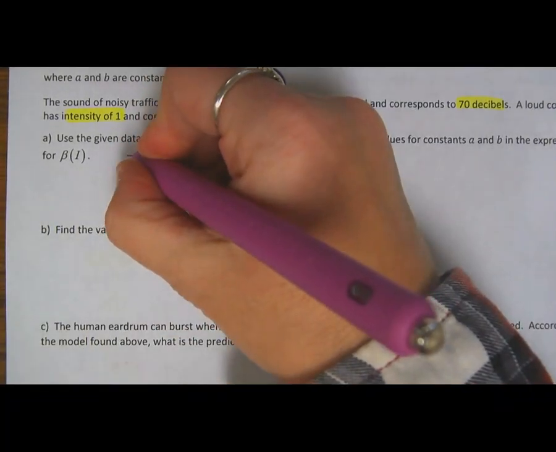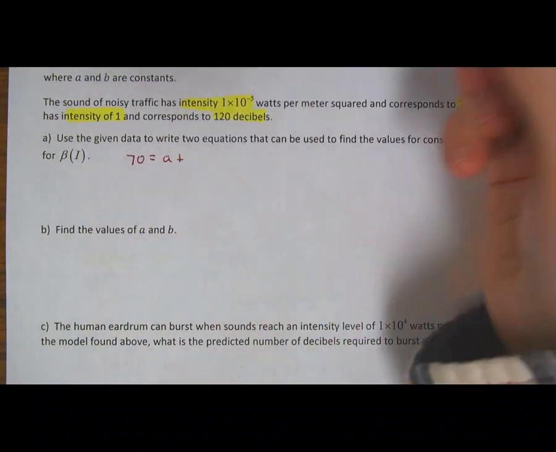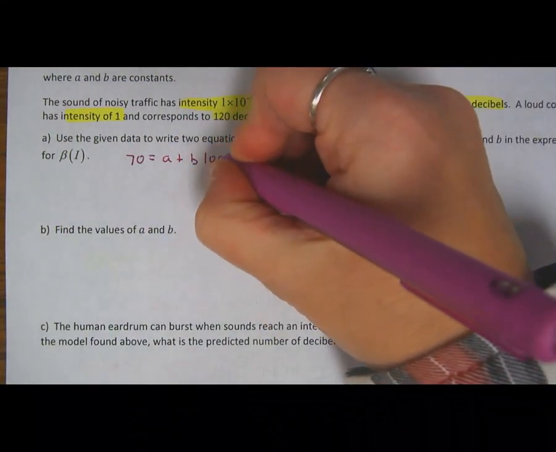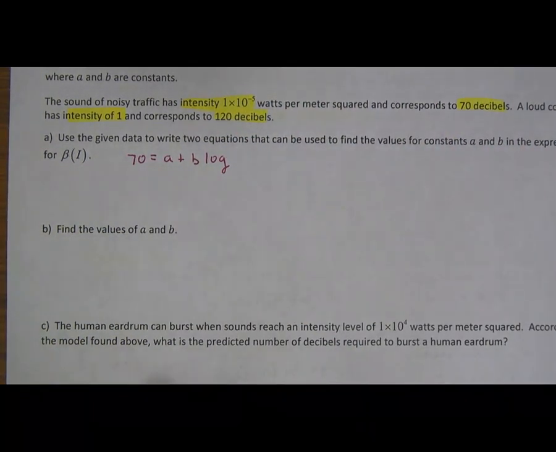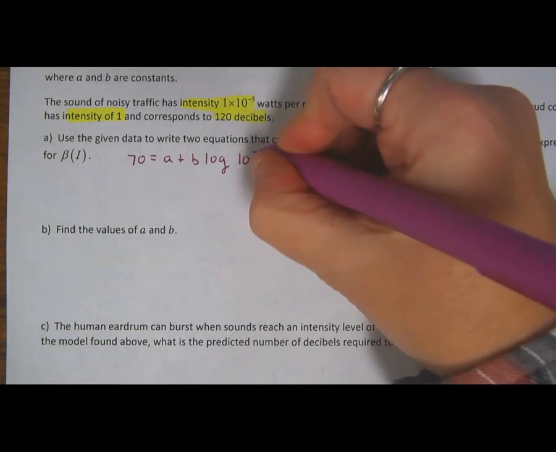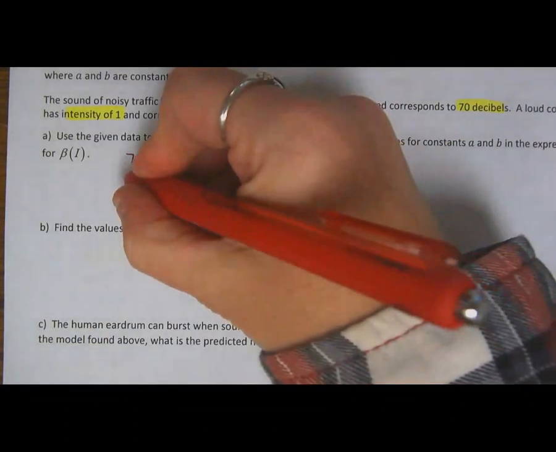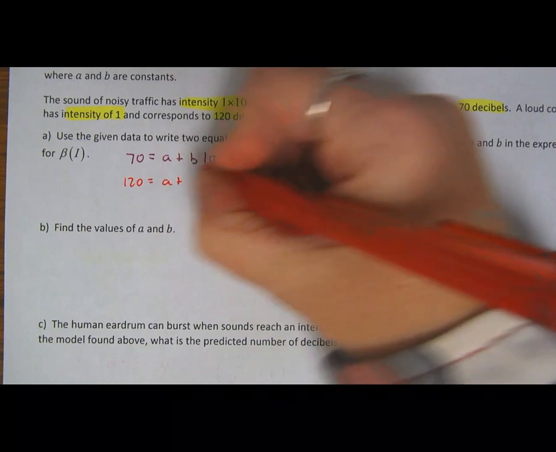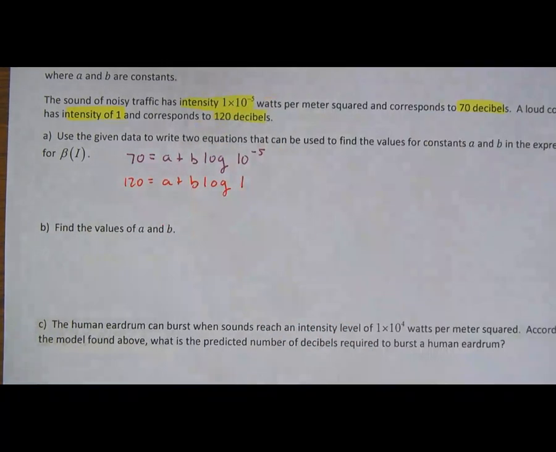So output is 70 decibels when the intensity, so A plus B log, and then the intensity is 10 to the negative fifth. Now look how I write that. I don't really want to write the 1 times 10 to the negative fifth. There's a reason I'm just going to write 10 to the negative fifth. And then the second ordered pair, the output is 120 decibels of a loud concert that has an intensity of 1.